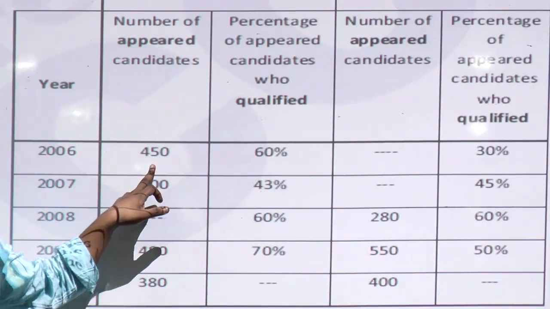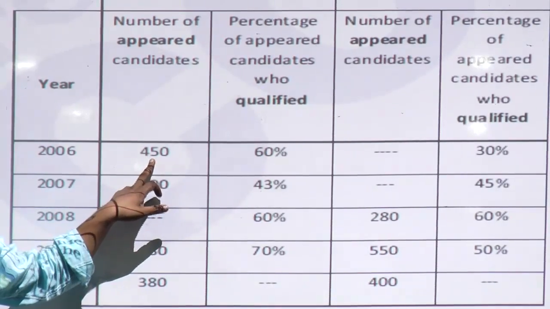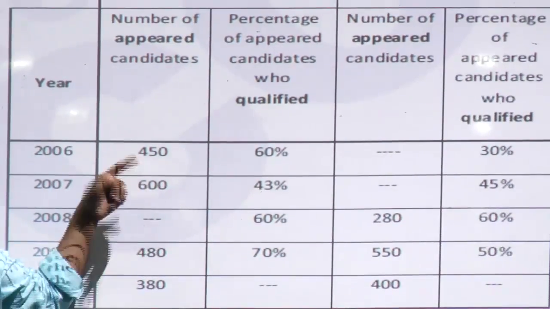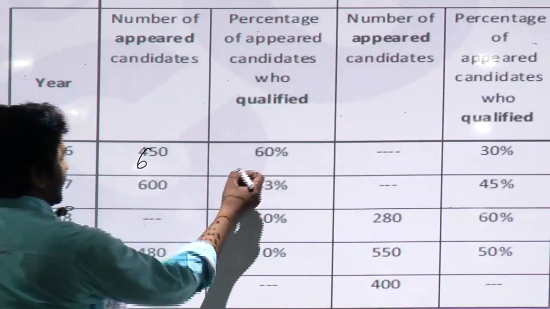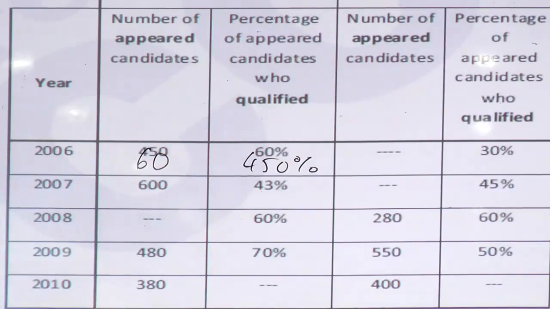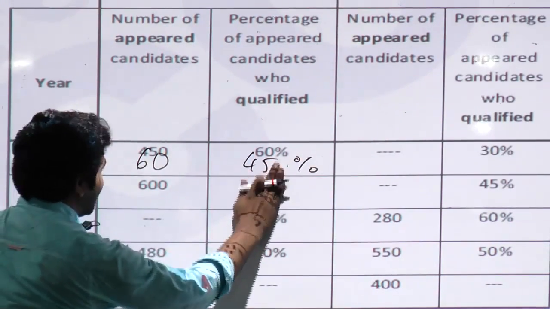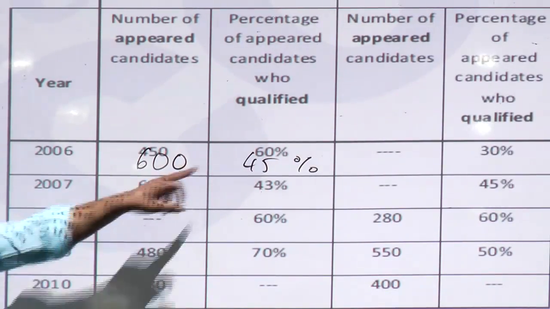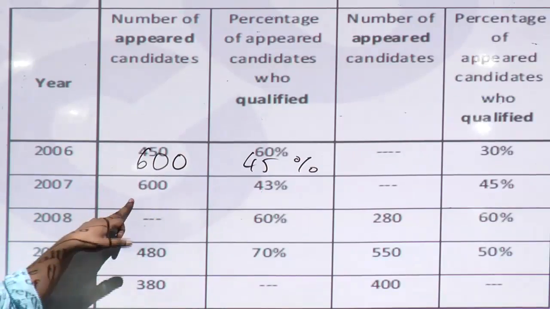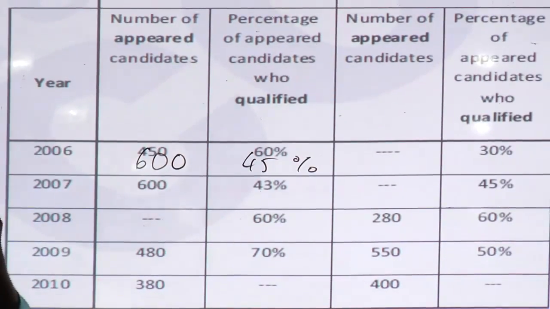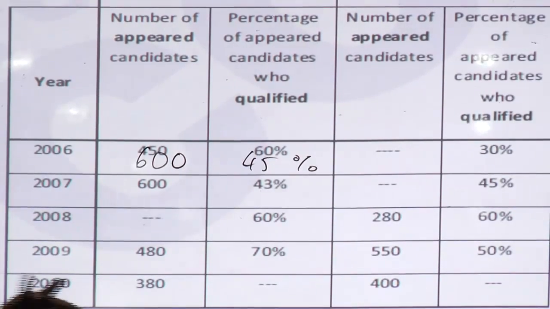You're asked about difference, right? First number is 60% of 450. Can I treat it as 450% of 60? A percent of B, B percent of A. Can I treat it as 45% of 600, 45% of 600, 43% of 600, difference is 2% of 600. 600 in the sense 2% of 600, 2 into 6, 12.